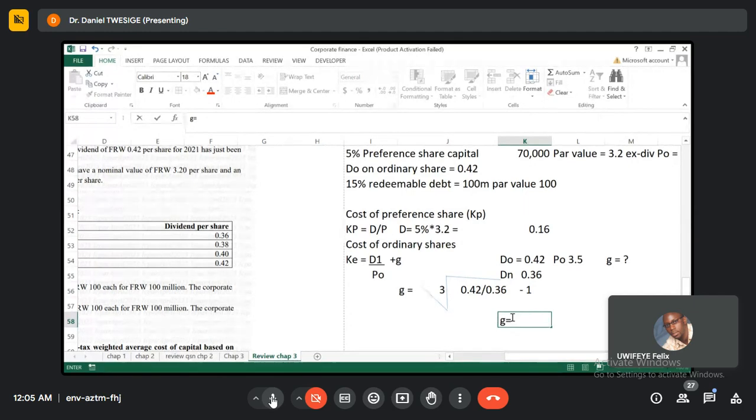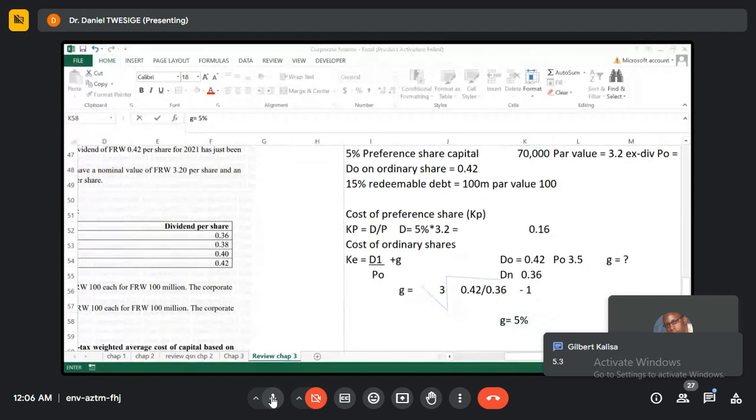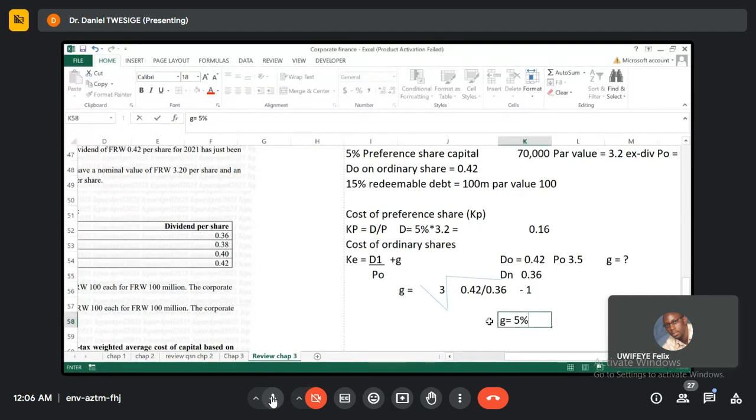5%. Yes. Yes, please. Yes, Gilbert. Okay, 5.3. I don't know which one is correct. Maybe it was 0.2. So 0.2, 0.3. Maybe rounded off.